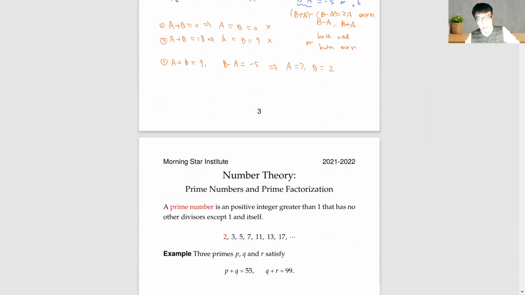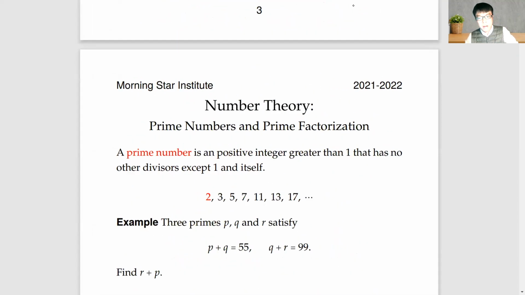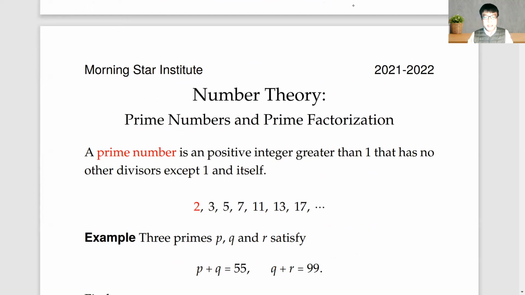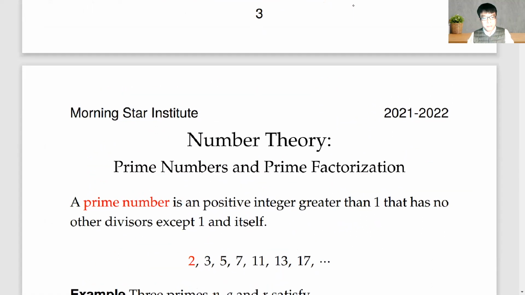Next, let me talk about the prime numbers and the prime factorization. An important element in number theory is prime number. A prime number is a number that is greater than 1 that has only 2 factors. The number itself and 1. So here is a list of prime numbers: 2, 3, 5, 7, 11, 13, 17, and so on. There are infinitely many prime numbers.